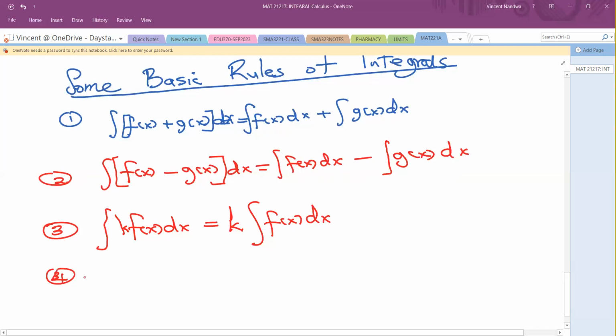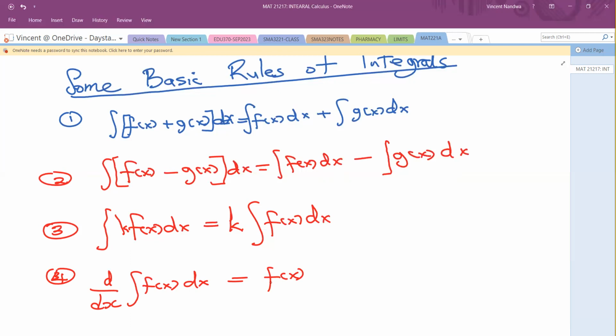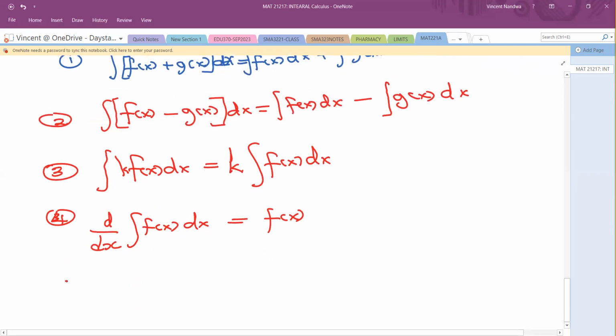Number four, d dx of the integral of f of x dx is the same as f of x. So the derivative operator and the integral operator are inverses. When you differentiate the integral of f of x, you get the same f of x. Number five, the integral of minus f of x dx is the same as negative the integral of f of x dx.